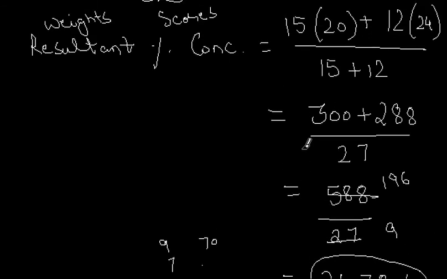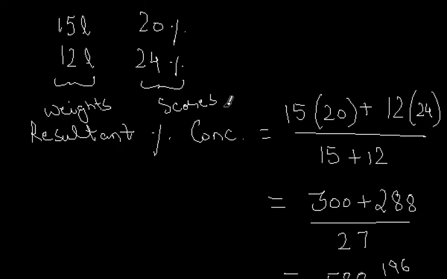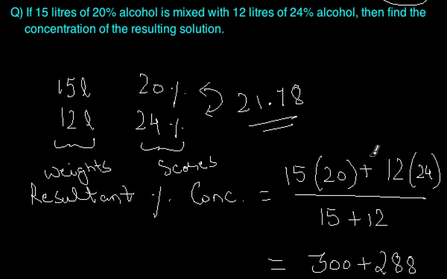Now note that whenever we are talking about mixtures, the concentration would always lie in between the least and the highest concentration of the components. So clearly the answer here was 21.78, which lies between 20 and 24. So this is the way we handle mixtures and find the resultant concentration of the mixtures.